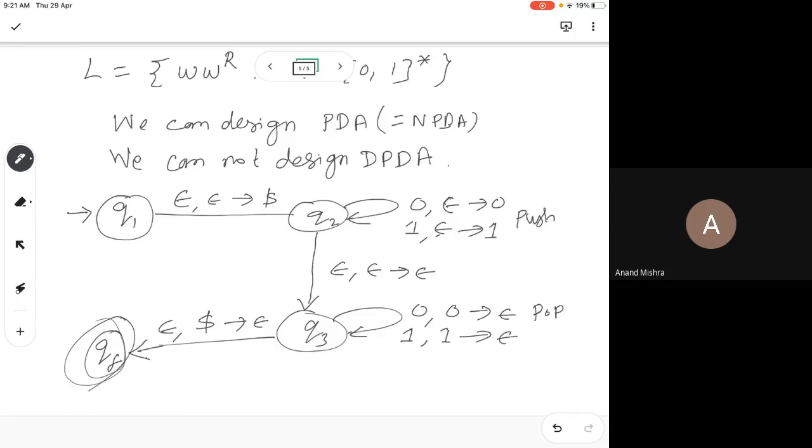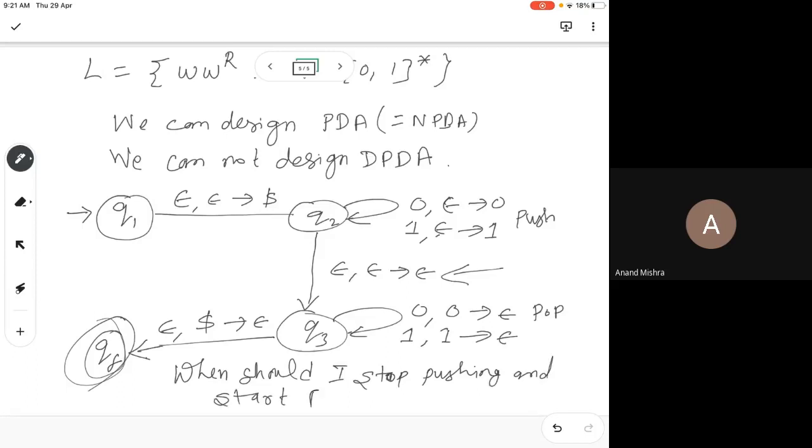So push all the zeros or ones, whatever is coming, and then you start popping. But who will tell this? You might ask a question: who will tell me when I should stop pushing and start popping?